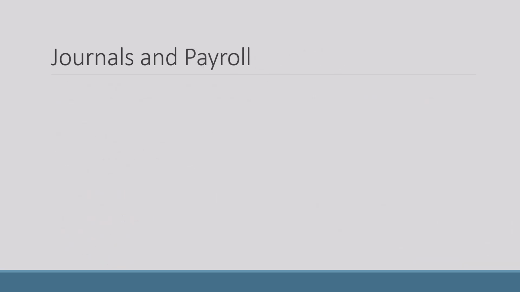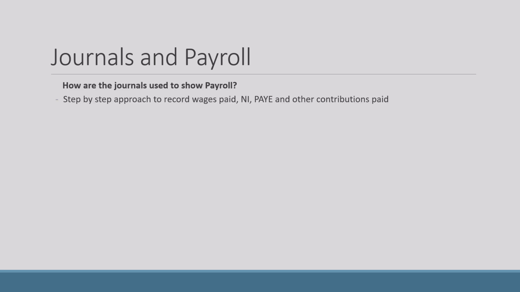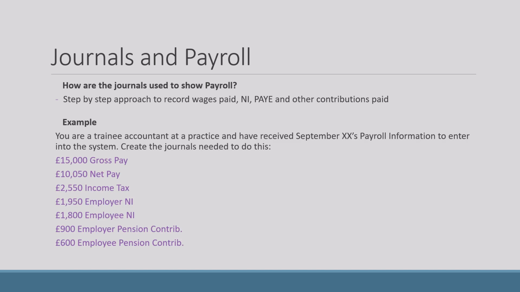Okay, so another entry that may go in through journals that you might have to process will be your payroll. So it's a step-by-step approach to record the wages that have been paid, national insurance contributions, PAYE, and other contributions such as trade union membership fees, etc. So we'll walk through an example.